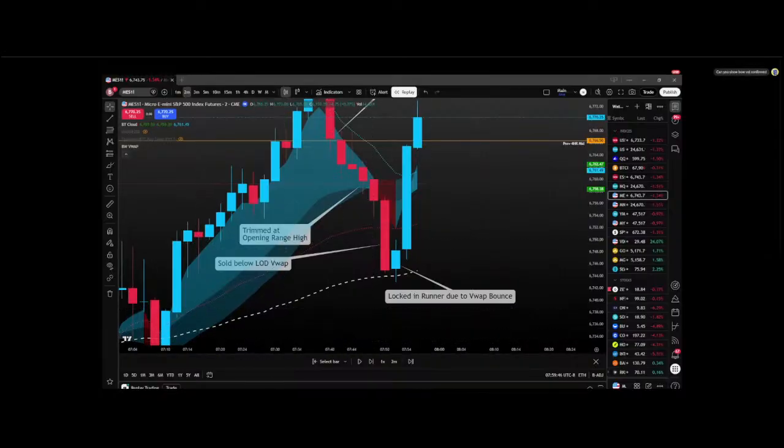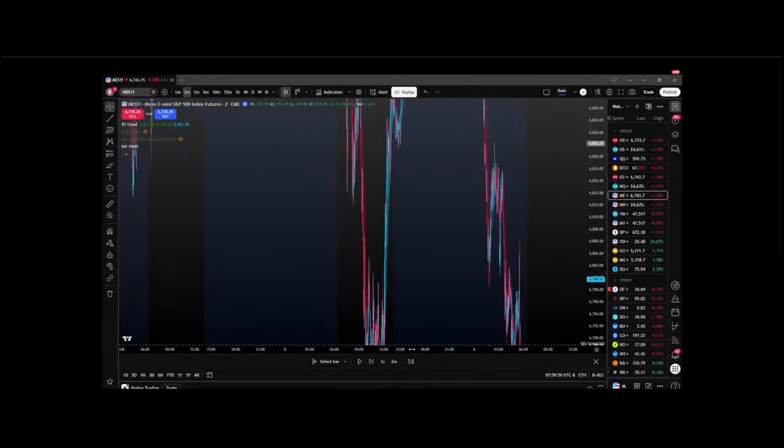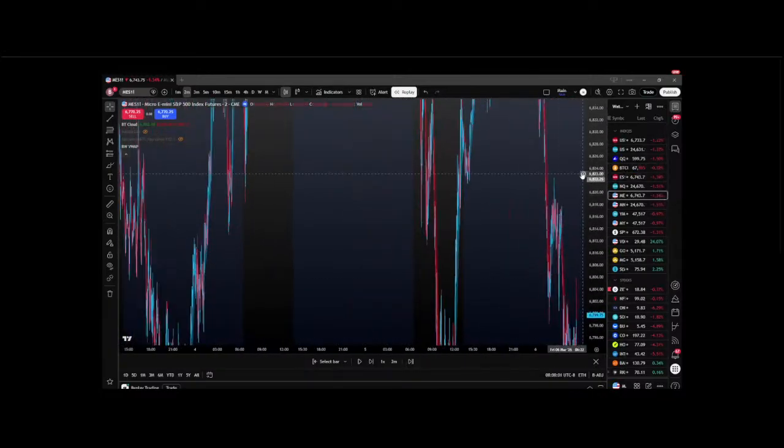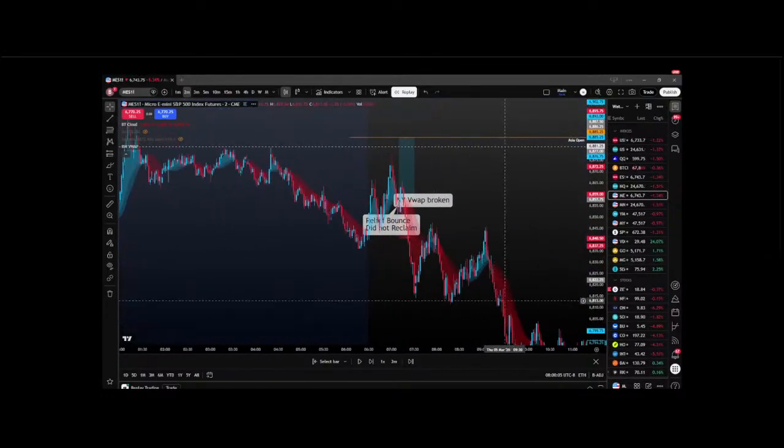Here we go with the next one. We'll go over what didn't work. I believe we took this one on. Oh, here's one that I messed up on.